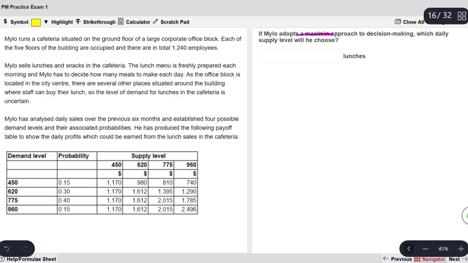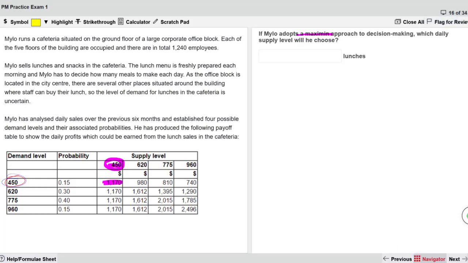Well, the worst case would be if only 450 lunches were sold. If we assume the worst case demand, my best decision would be to supply the 450 lunches. That gives me the highest profit, guys. So the answer is 450. Easy peasy lemon squeezy. We exploited an easy one right out of the gate. Let's go to the next question.